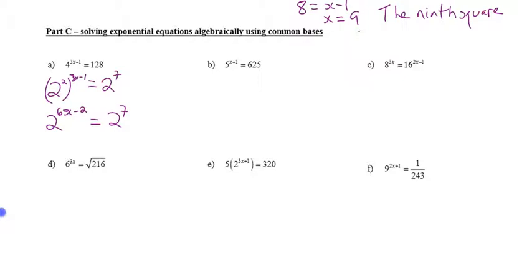What can we say about 6x minus 2 and 7? They're the same, right? So we've got 2 to the power of this is equal to 2 to the power of that. That means this and that have to be the same, right? So we say 6x minus 2 is equal to 7. So 6x is equal to 9, and x is equal to 9 over 6, which reduces to 3 over 2. Okay, so x is equal to 3 over 2.